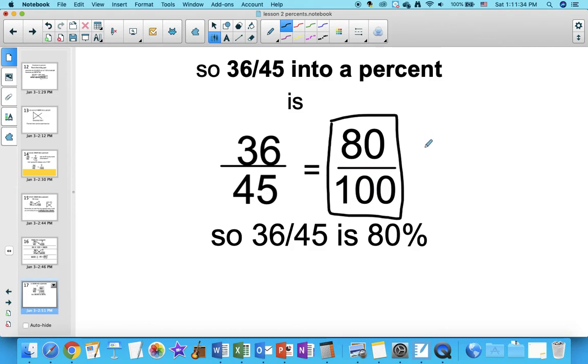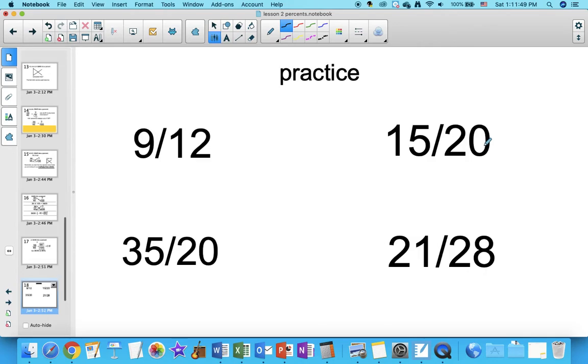Or you could even take it a step further and say it's the same as saying 0.8. Now you've turned a fraction into a percent into a decimal. So these methods aren't too hard. You just need to know how to do them and practice them. So practice turning these fractions into percentages. And we'll just move on from there.